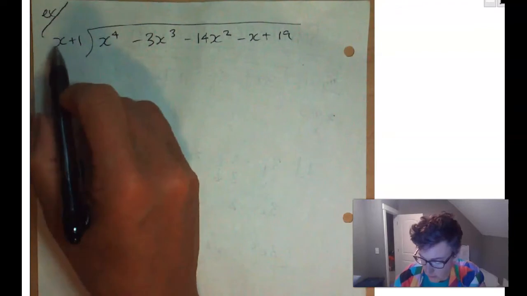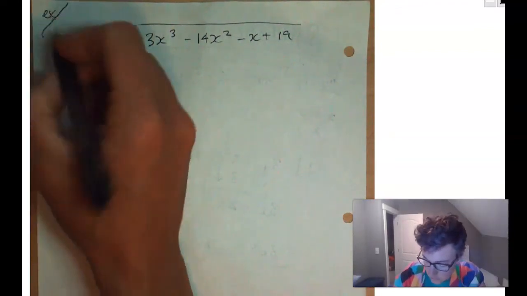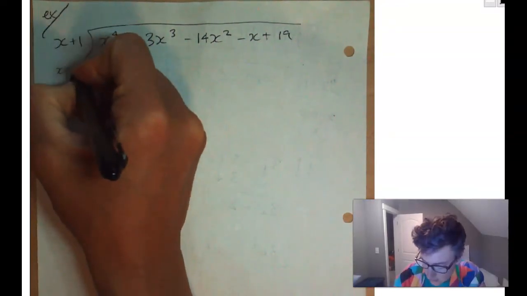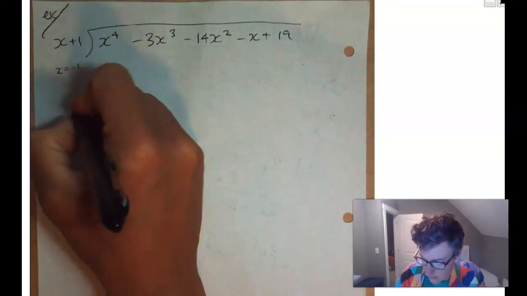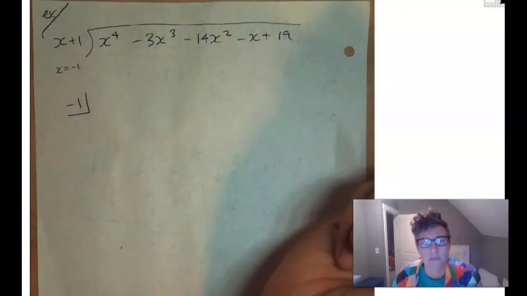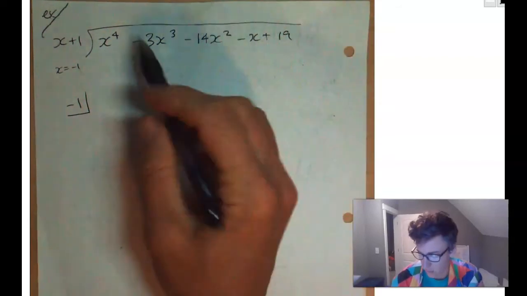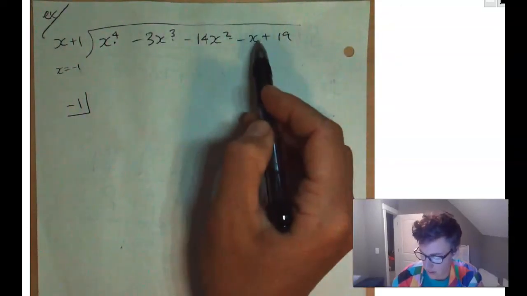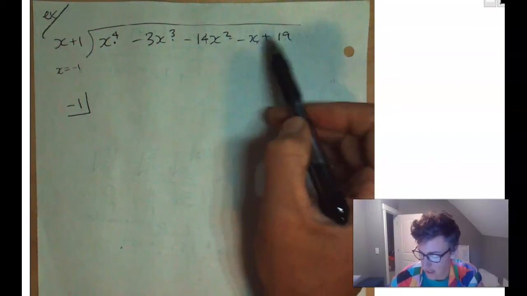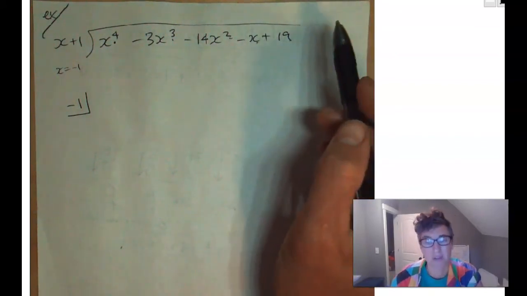What do we do first? Set this equal to 0 and solve. When we do that, we get x equals -1. That's the number that goes in the box. We bring down the coefficients for everything, making sure we have a coefficient for each term. I have an x to the 4th and a 3rd and a squared and a linear term and a constant, so I have everything, so I don't have to put in zeros.